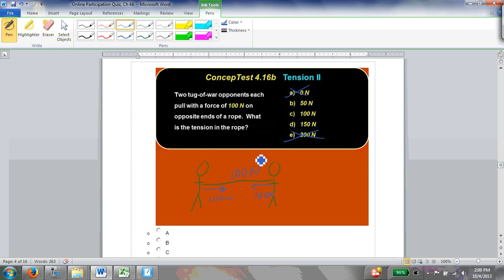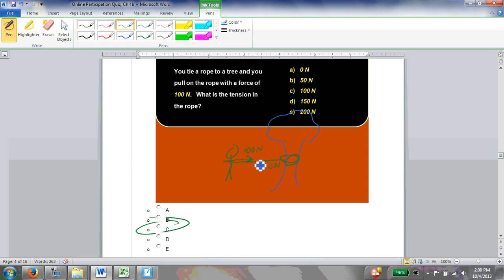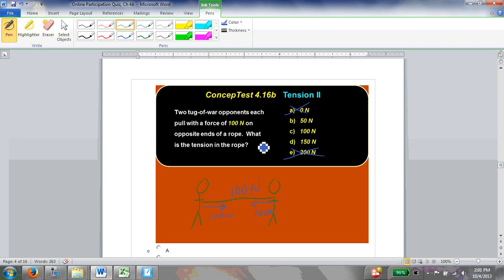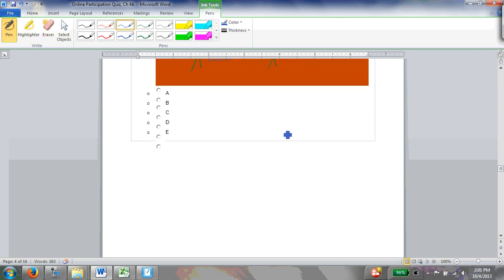You might think that doesn't really make sense, because I have one guy pulling on one end of the rope and another guy pulling on the other end. Their forces must add up in some way, or cancel out in some way. Well, think about the tree. I think this is a little more intuitive with the tree, but just replace the tree with a guy that doesn't move, and it's the same thing. The force exerted by the tree is also 100 newtons, but it doesn't change the tension in the rope. So you have 100 newtons of tension in the rope in both of these cases. That's the right answer.